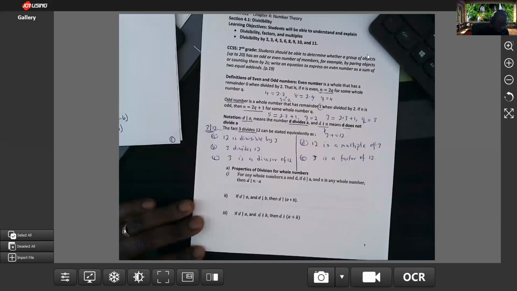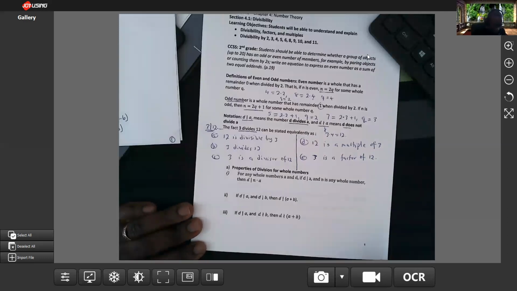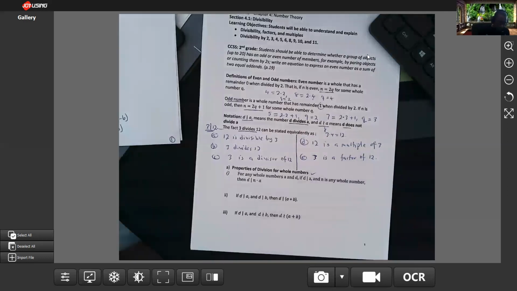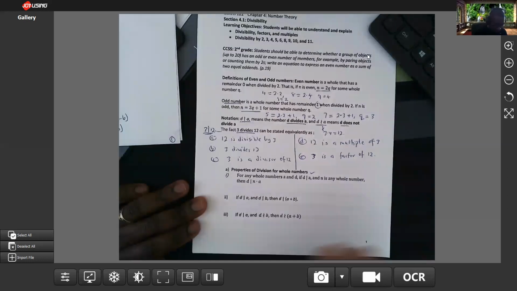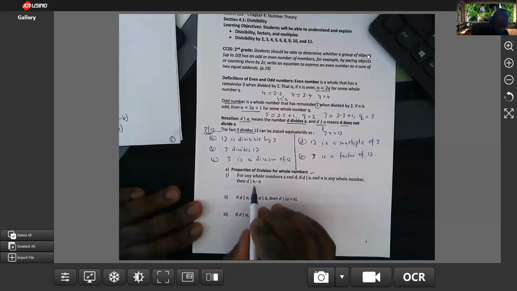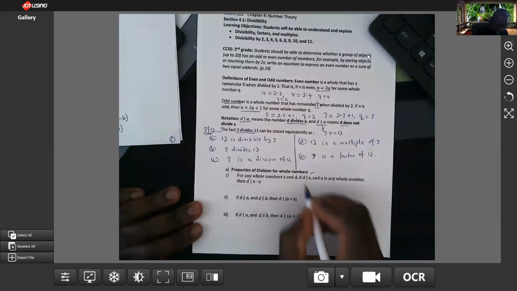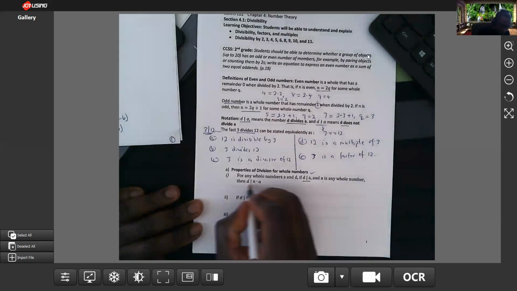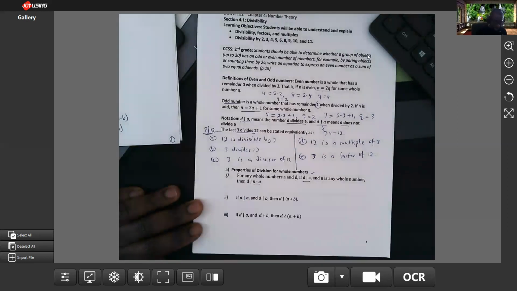All right, now let's go to some properties of division for whole numbers. Every number we're considering here is a whole number. So for any whole numbers a and d, if d divides a, and n is any whole number, then d will divide that whole number n times a.